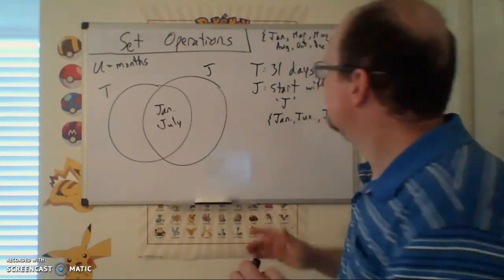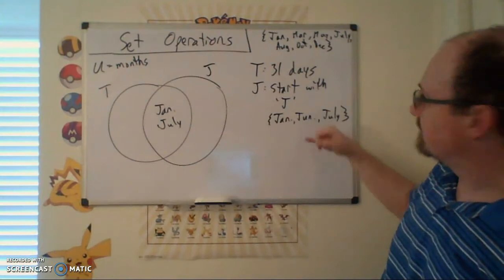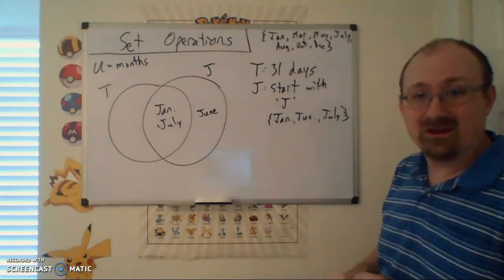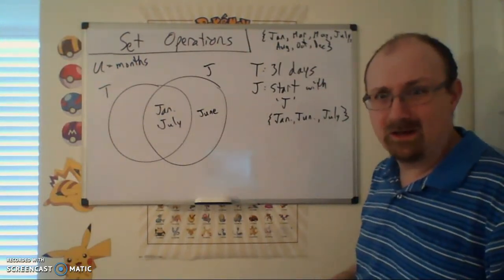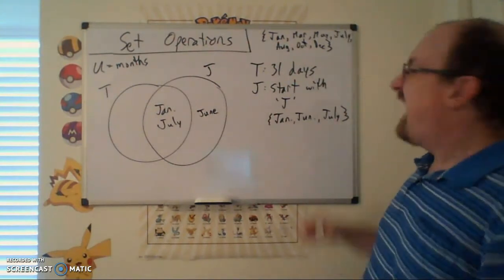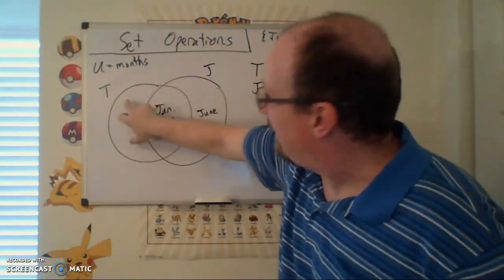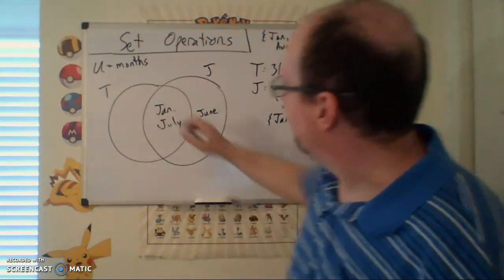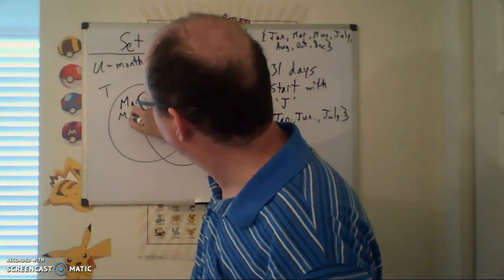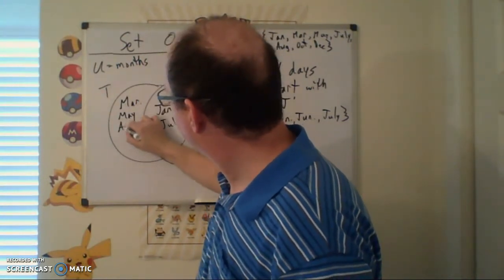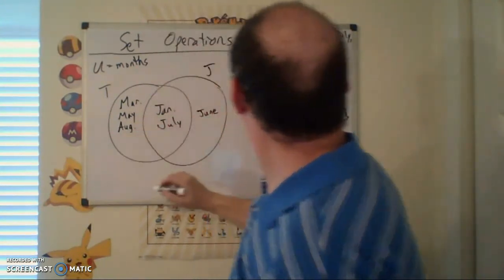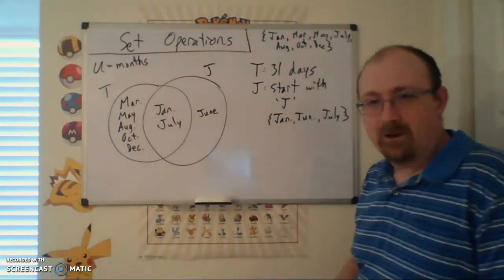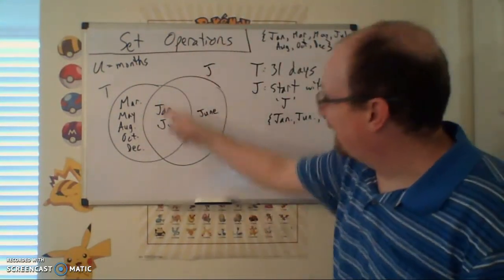Making my way outward, what else belongs in J? I've already taken care of January and July, so all that leaves is June. I'm just going to write it out so it doesn't get confused with January. My A and U can end up looking alike if I'm in a hurry. Now I need the list for the outside part of T, this little moon shape. I need everything else up here that I have not already accounted for. So that's March, May, August. This is going to get a little full. Then we have October and December. So at this point, we've accounted for everything that lives inside J.